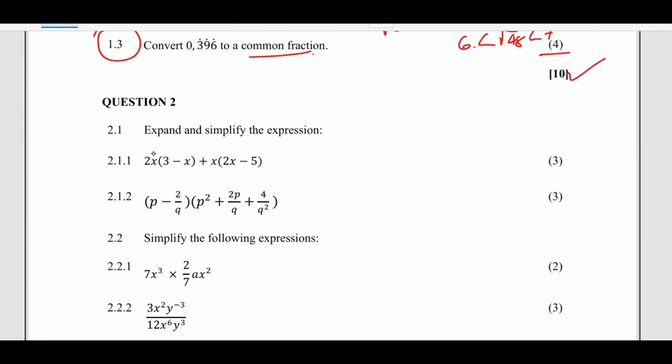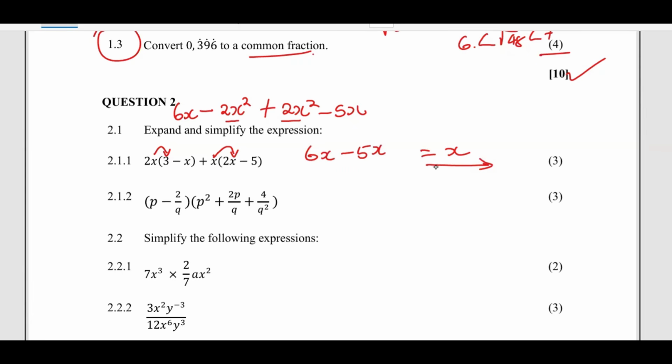So it's going to be 2x and 3, which is going to be 6x. 2x and x is going to be 2x squared. Plus x and 2x is going to be 2x squared. x and the 5 is going to be minus 5x. So what we are seeing is that we have 2x squared, this is positive 2x squared, so these two are going to cancel out. We're going to be left with 6x minus 5x, which is just x.